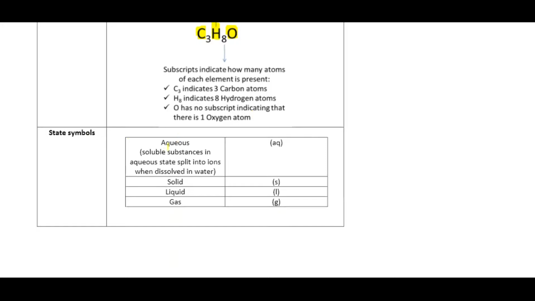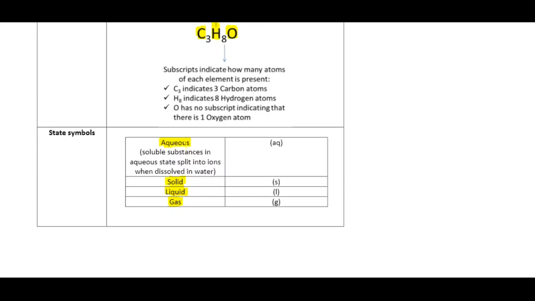State symbols. What are state symbols? State symbols basically tell you, as the name suggests, the states of the substances. Solid is represented by S, liquid is represented by L, gas is represented by G. That's quite straightforward. One more counterintuitive one will be this term aqueous. Aqueous is represented by the symbol AQ.